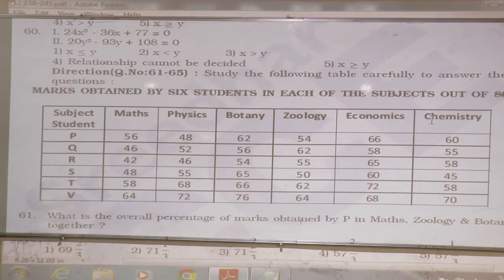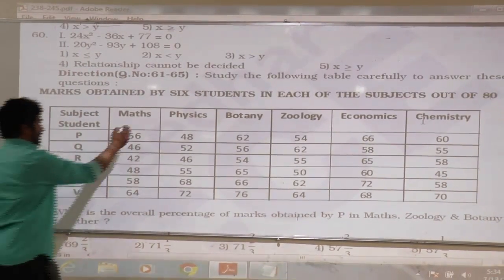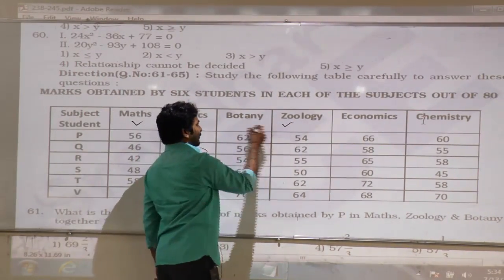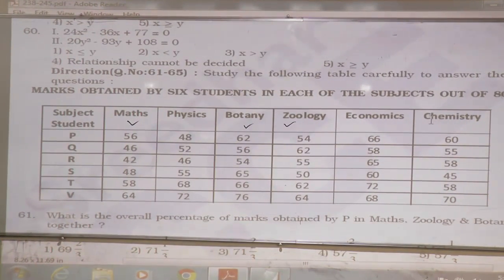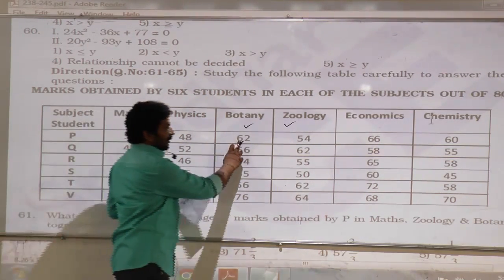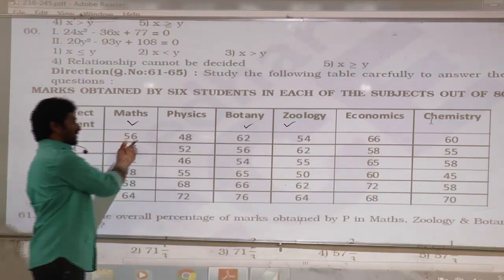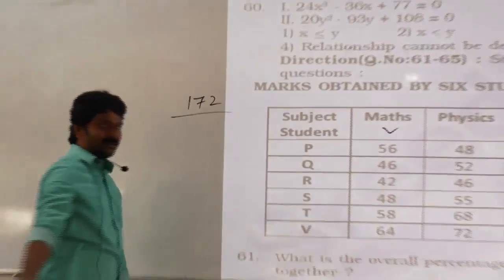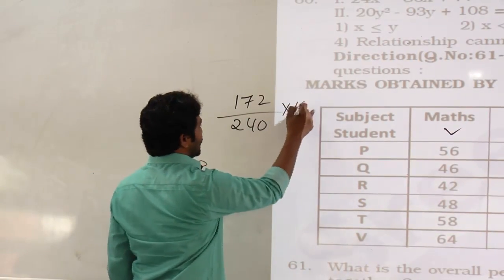What is the overall percentage of marks obtained by P in maths, geology, botany together? Maths, geology, botany. What is that you are asked about? Percentage. So in the sense you need to calculate average. 50, 110, 160, 166, 172. 172 marks obtained out of 240 percentage, right? So into 100.